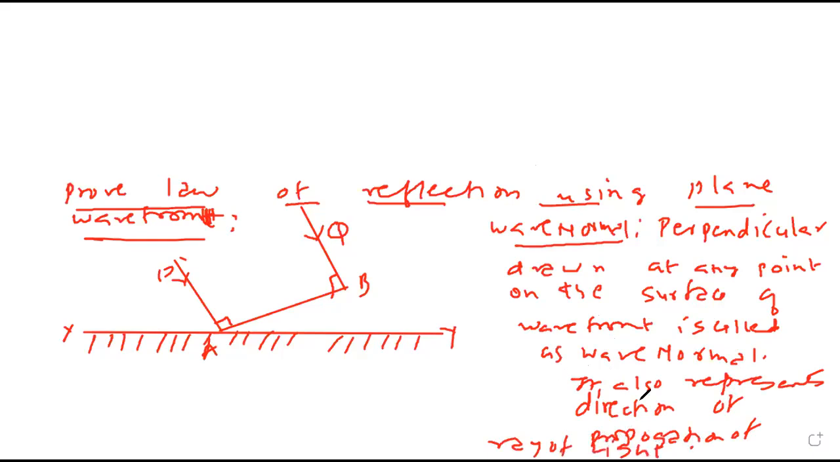So if they ask what is the angle between wave normal and ray of light, the angle between wave normal and ray of light is nothing but 0 degree, because they are in the same direction.